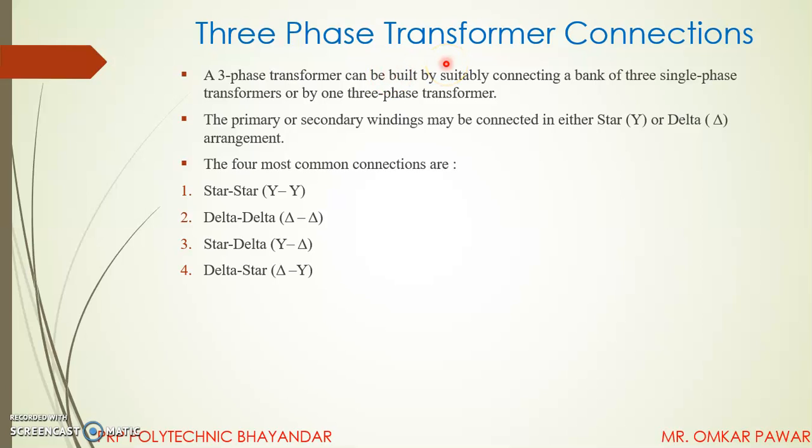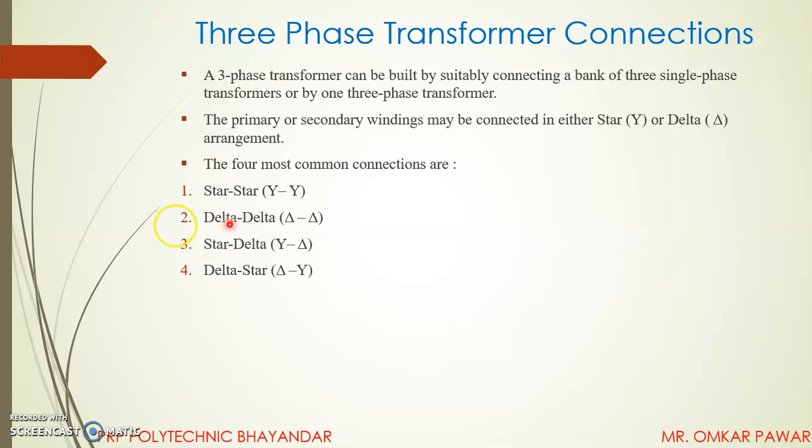Next is three-phase transformer connections. A three-phase transformer can be built by suitably connecting a bank of three single-phase transformers or by one three-phase transformer. The primary or secondary winding may be connected in either star or delta arrangement. The four most common connections are star-star, that is, primary is connected in star fashion and the secondary side is also connected in star.